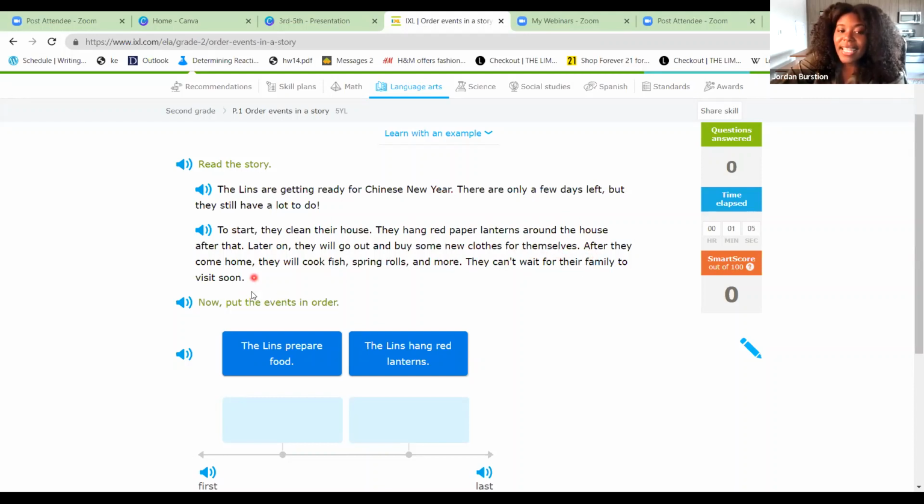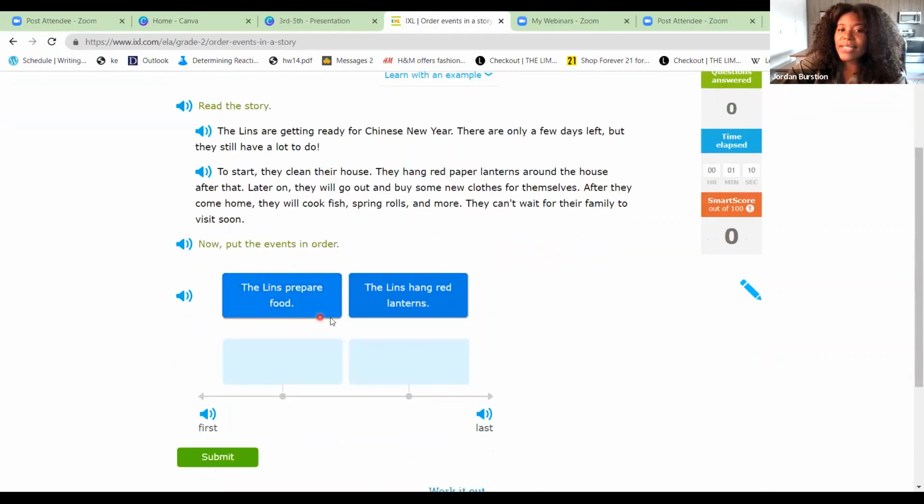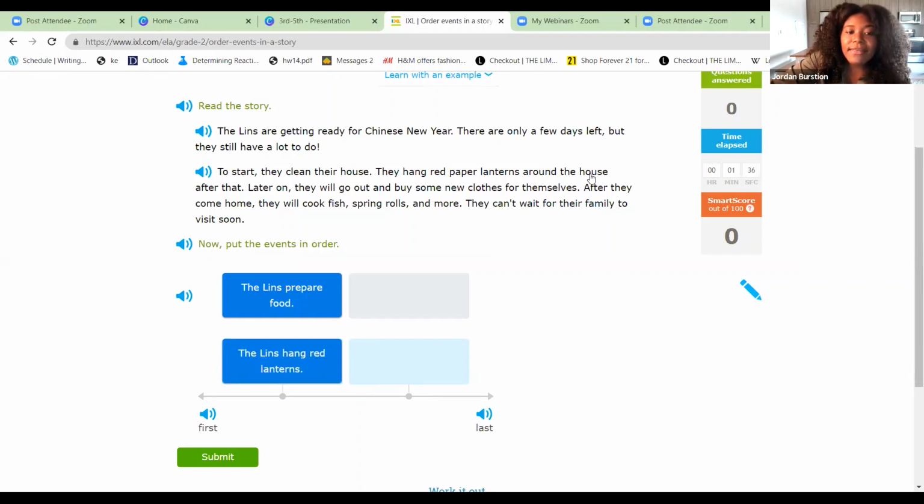All right. Now they want us to put the events in order. So which happens first? The Lins prepared the food or the Lins hang the red lanterns? So you tell me, what happened first? The food or the lanterns? See if you can remember. The second option happened first. Yes, they hang the red lanterns around the house.